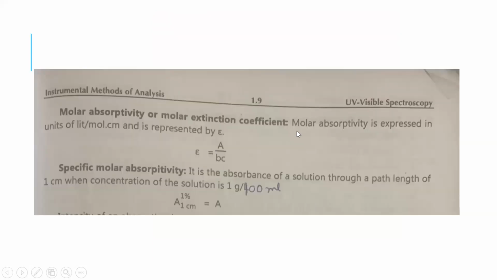Molar extinction coefficient. If the concentration is expressed in moles per liter and path length is 1 centimeter, then the absorbance is called the molar extinction coefficient. It is the absorbance of the solution having concentration 1 mole per liter and path length 1 centimeter. Specific absorptivity is the absorbance of a solution through a path length of 1 centimeter and concentration of 1 gram per 100 ml.